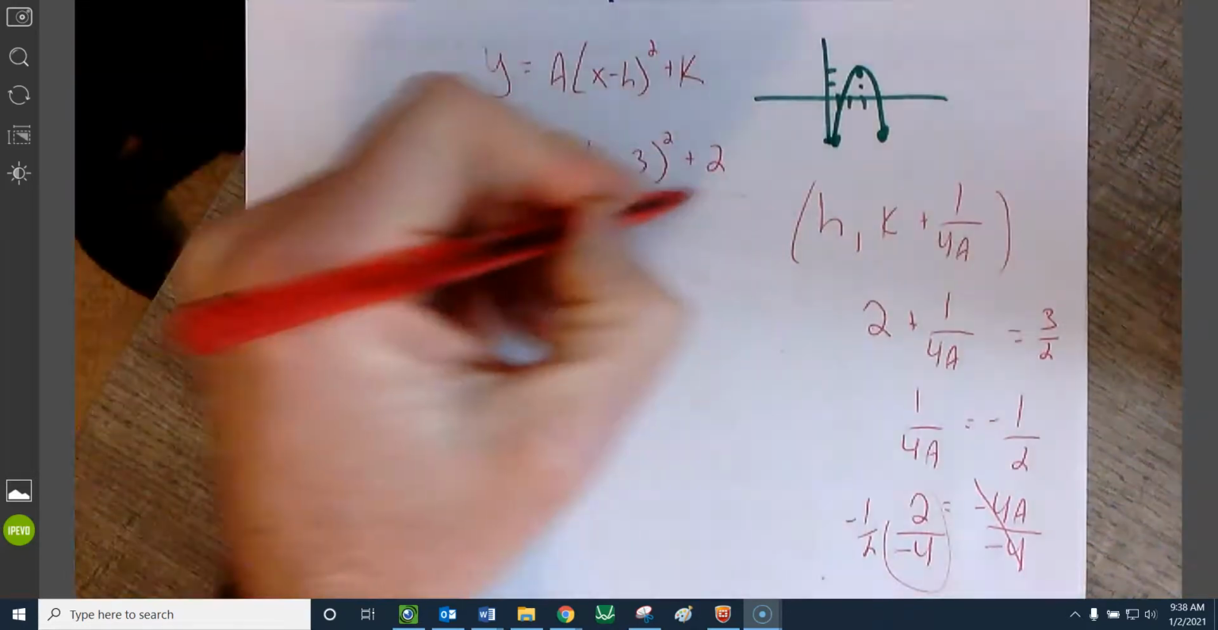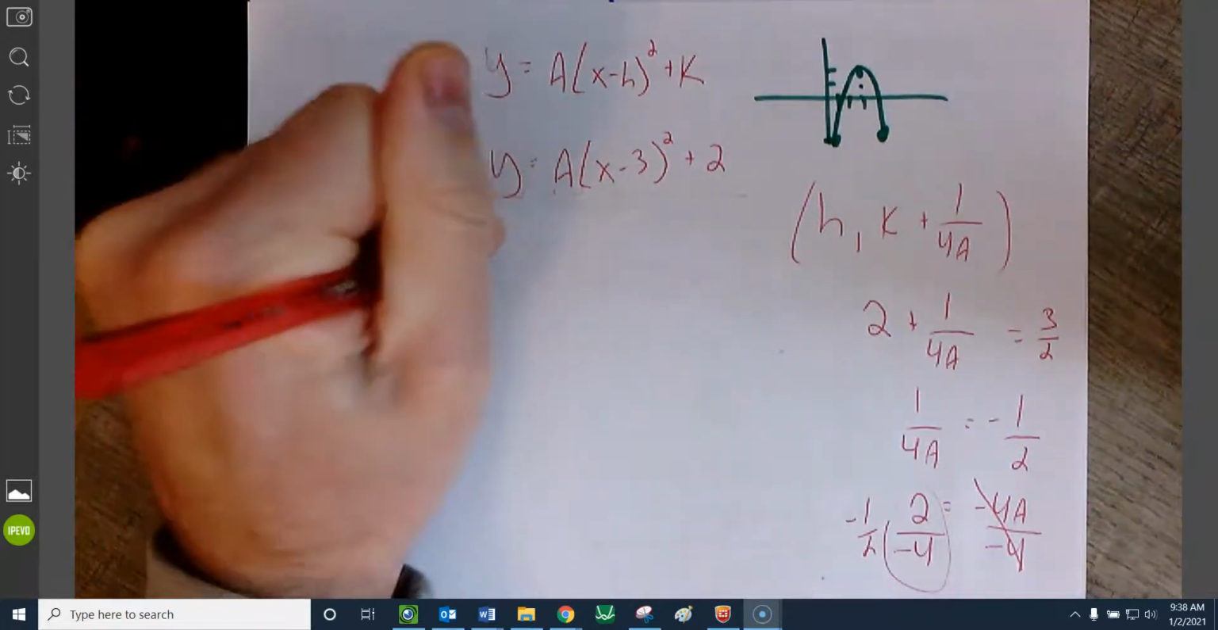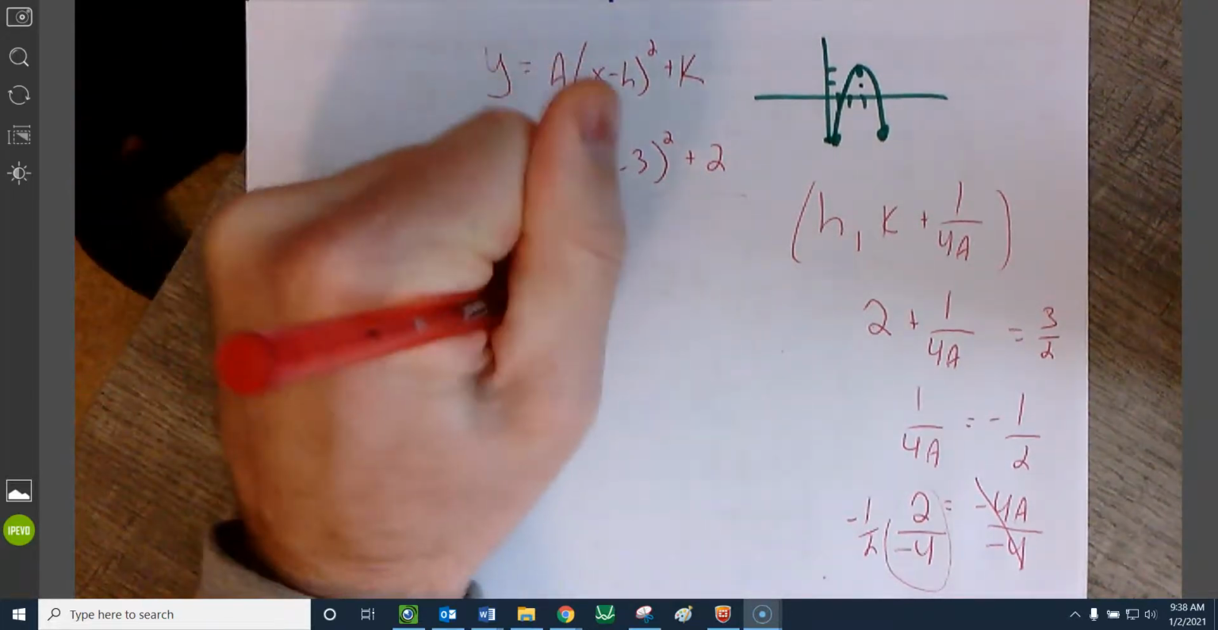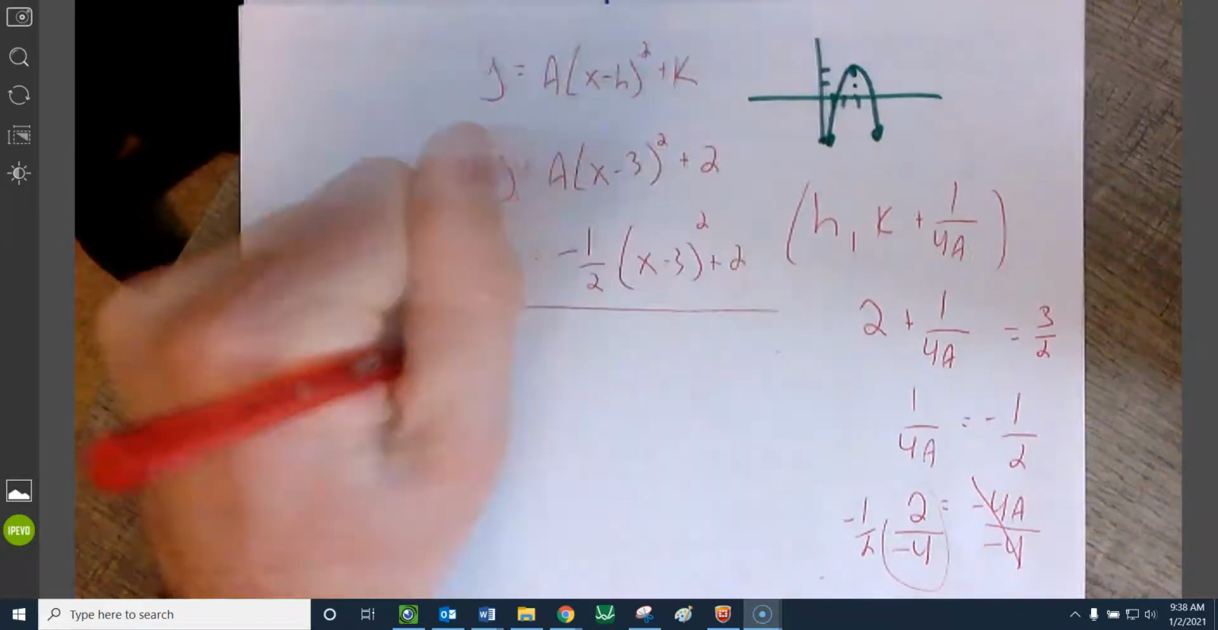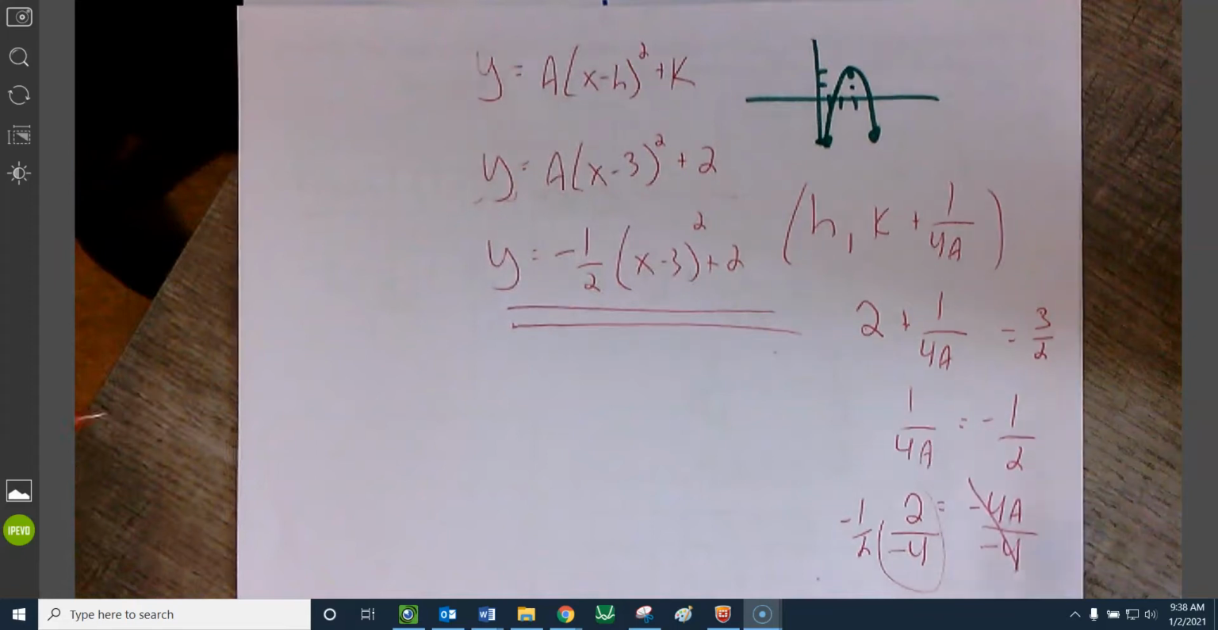So we can come back up to our skeleton equation. Now that we know what a is, y equals a(x minus h) squared plus k, and we're dancing. That's our answer.